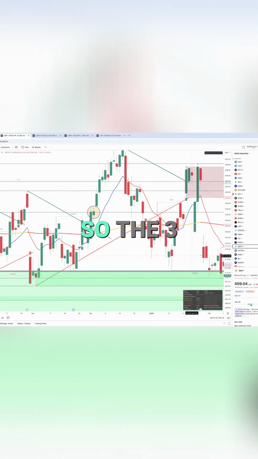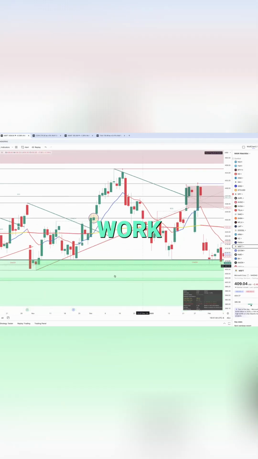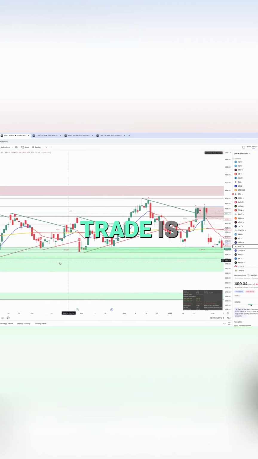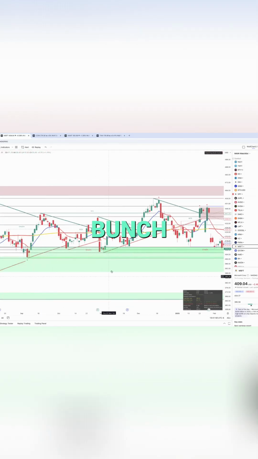Right? So the three levels of the confirmation work like this. When we're getting into calls at level one, we just want to see that smart money or these billionaires, we want to see their money under where the trade is. So you see with Microsoft, they have a bunch of money under here. They have a bunch of buy volume.